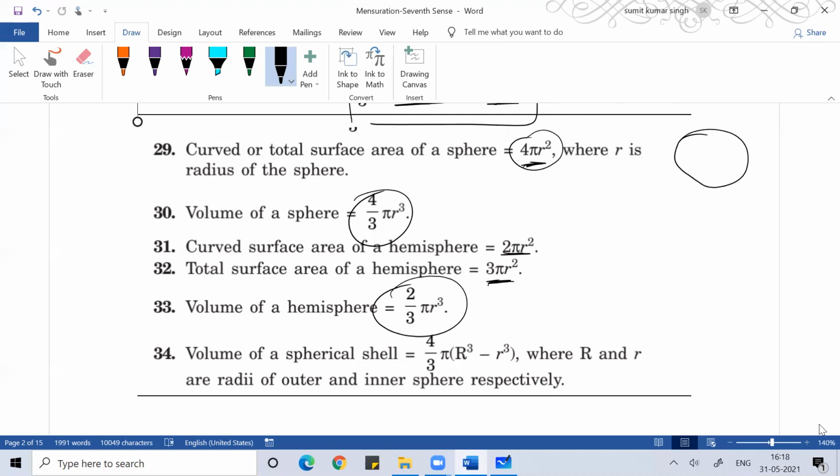Then volume of spherical ball. So volume of spherical ball is 4 by 3 pi, capital R cube minus small r cube.